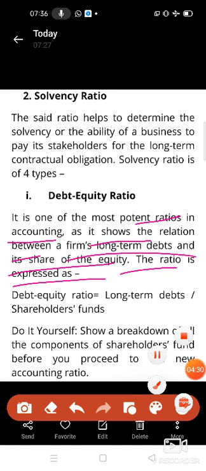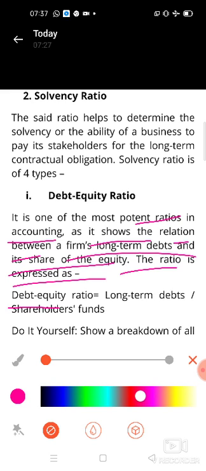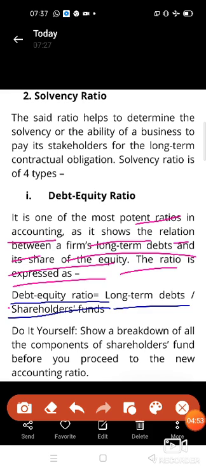It is the most potent ratio in accounting as it shows the relation between the firm's long-term debt and its share of the equity. The ratio is expressed with the help of this formula. Debt equity ratio equals long-term debt divided by shareholder fund.